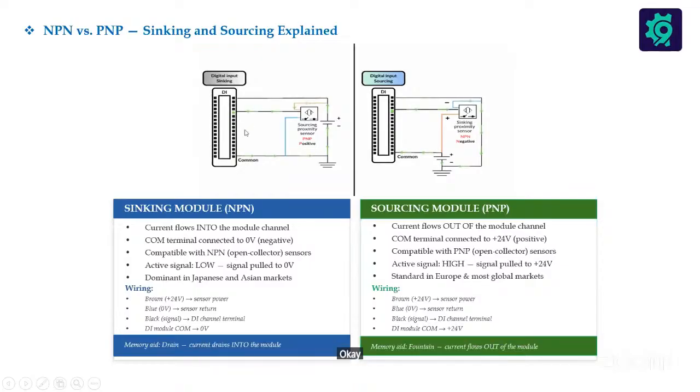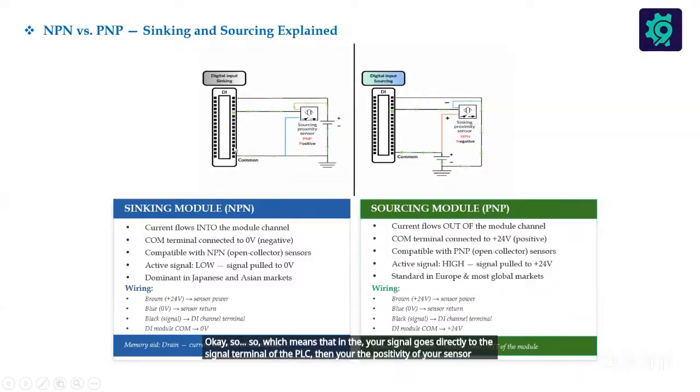Which means your signal goes directly to the signal terminal of the PLC. Then the positive of your sensor goes to the positive terminal on the PLC, and the negative goes to the negative or common terminal of the PLC. Now, what's the question here?